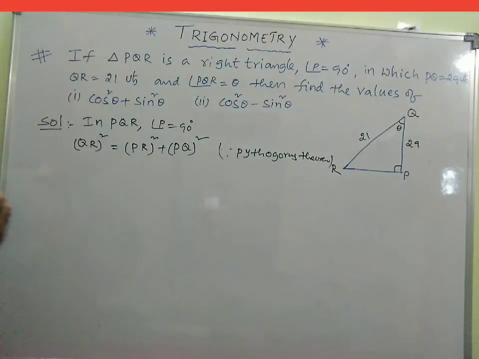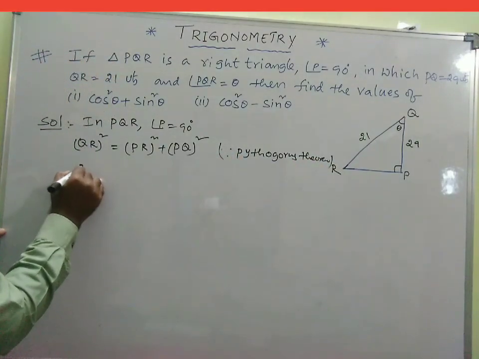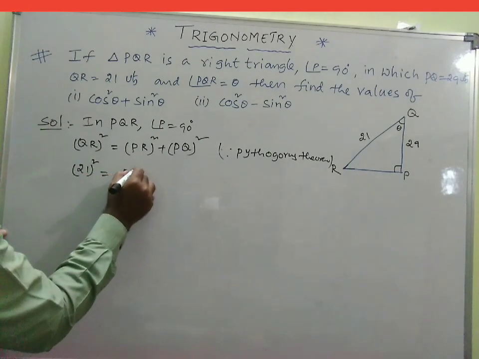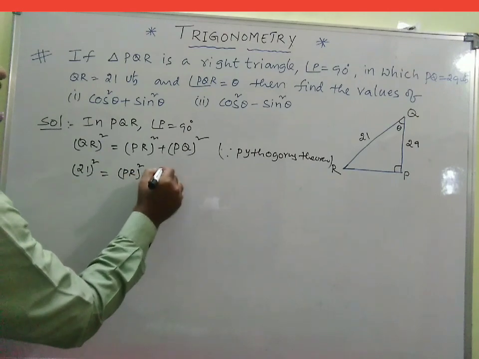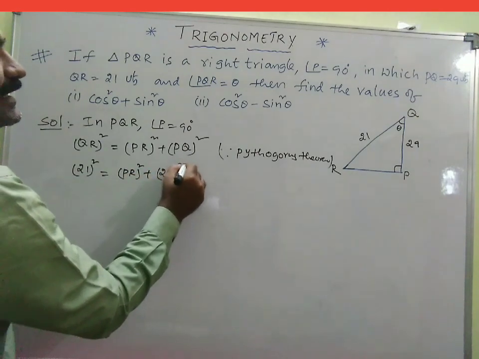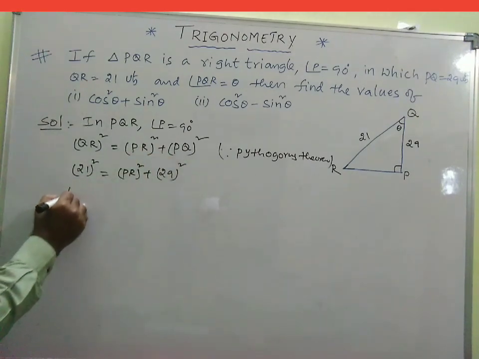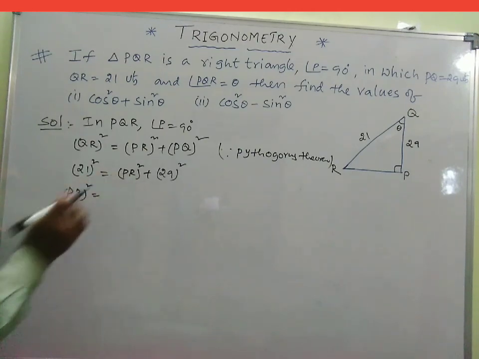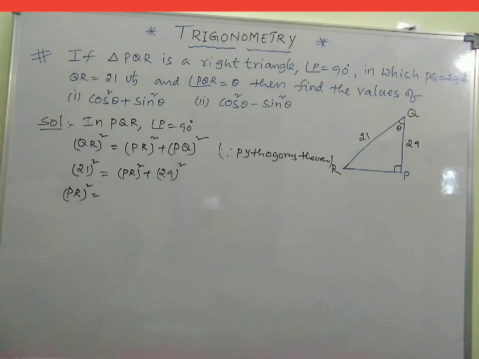Okay. Now see, QR is nothing but 21 whole square, which is equal to PR whole square plus PQ whole square, that is 29 whole square. From this I want PR, no? So PR whole square, let it be as it is.